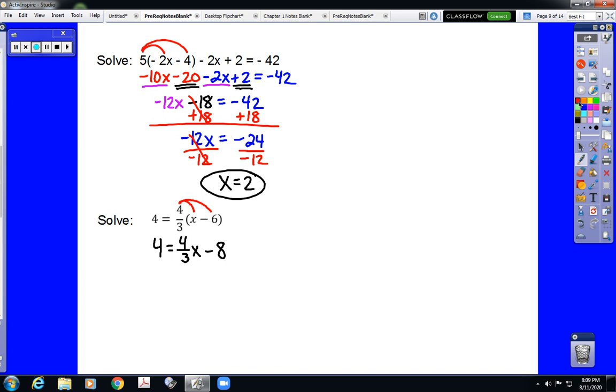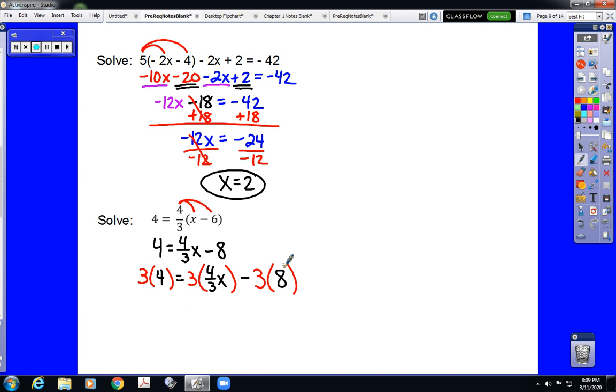Then they are going to tell you to clear the fraction. So if you look, we've only got one fraction there. Its denominator is 3. So what we're going to do is we're going to multiply all 3 terms of that equation by 3. We're going to do 3 times 4, 3 times 4/3 x, and 3 times 8.